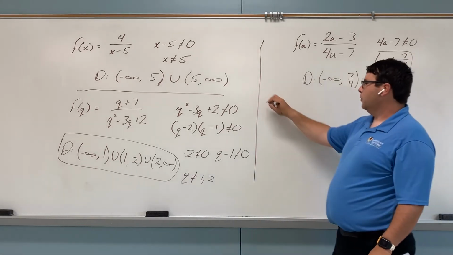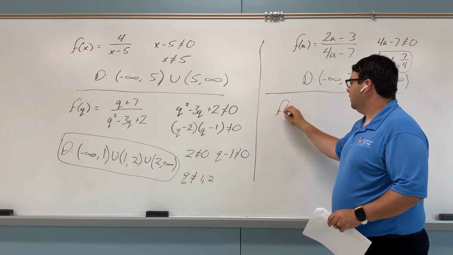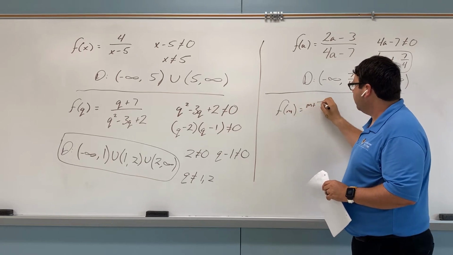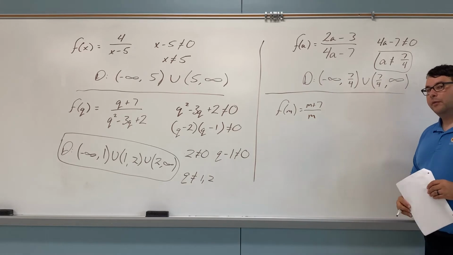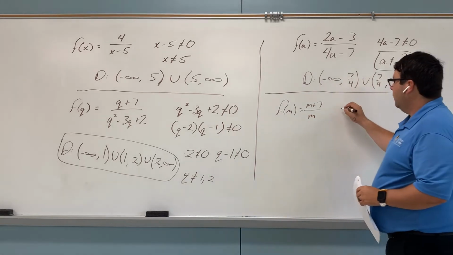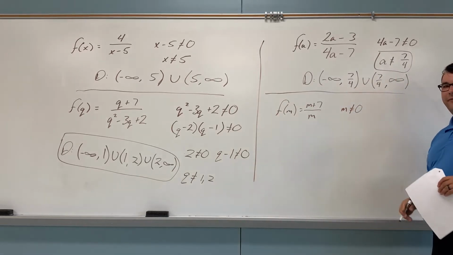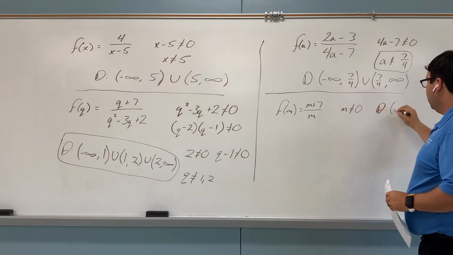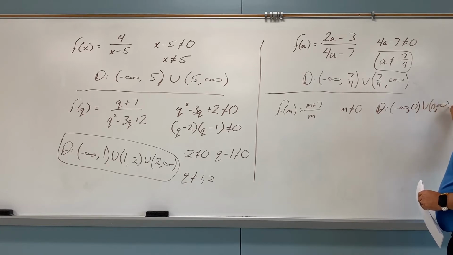All right, let's try another one. So I have f of m is equal to m plus 7 over m. Again, I'm really only concerned with that denominator value. m cannot equal 0. Well, hey, that's simplified already. There's nothing else to do. So that means my domain here is negative infinity to 0, union 0 to infinity. Awesome.